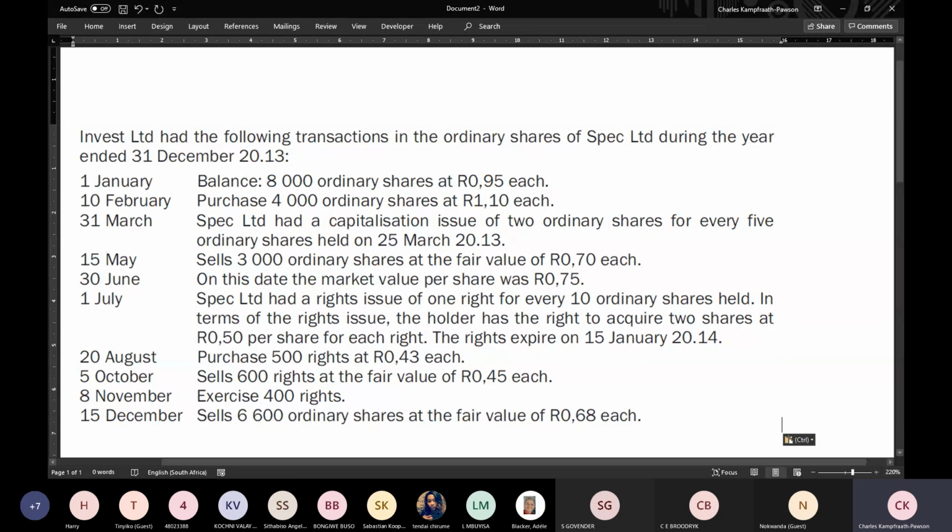So, Invest Limited had the following transactions in the ordinary shares of Spec Limited during the year ended 31 December 2013. On the 1st of January, the balance was 8,000 ordinary shares at 95 cents each. On 10 February, we purchased another 4,000 ordinary shares at R1.10 each. And on the 31st of March, Spec Limited had a capitalization issue of 2 ordinary shares for every 5 ordinary shares held on 25 March 2013.